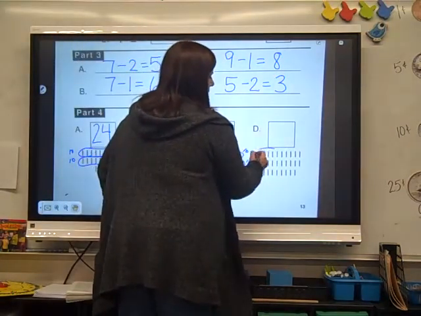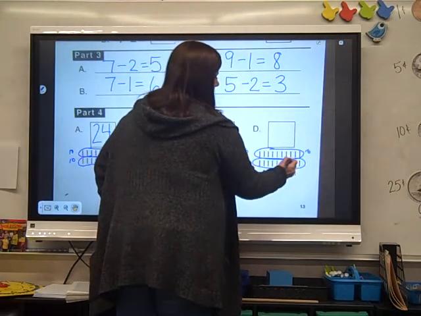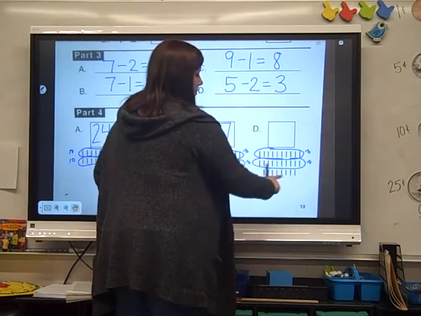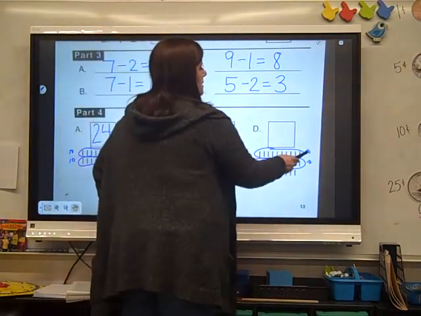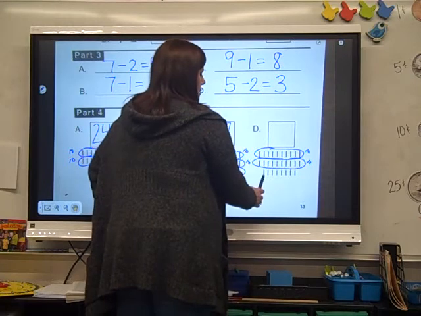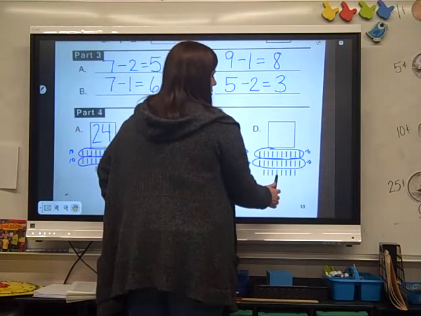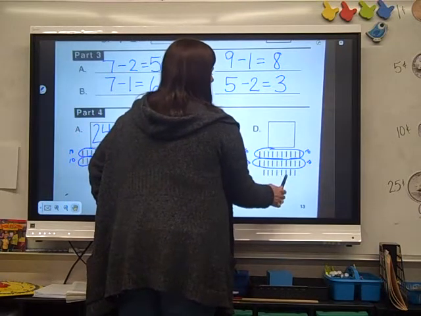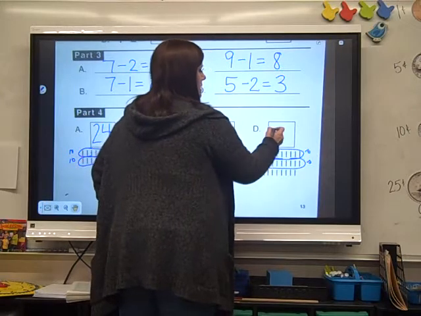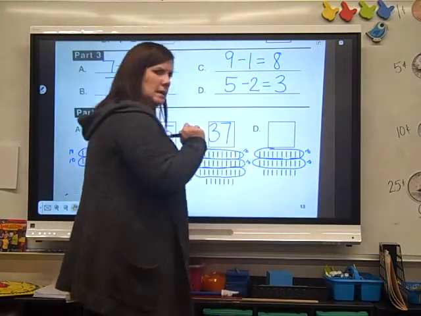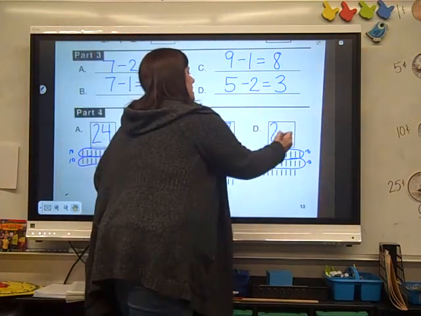Let's count them. Here's a row of 10. Here's a row of 10. Is that a row of 10? Nope. So let's count. Ready? 10, 20, 21, 22, 23, 24, 25, 26, 27, 28. How do you write 28? 28.